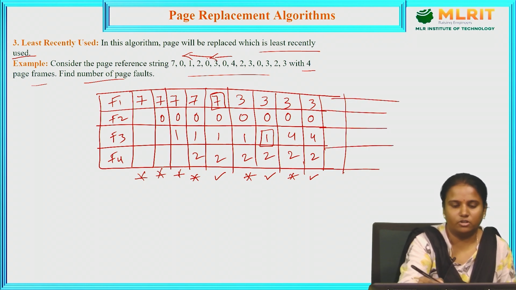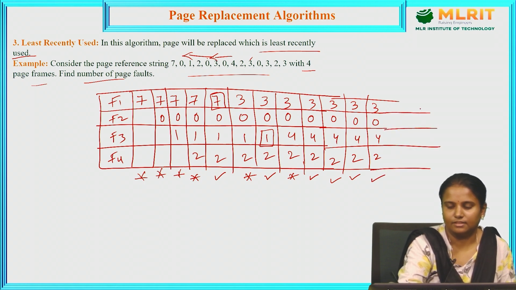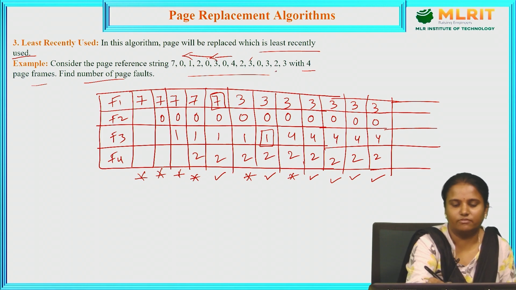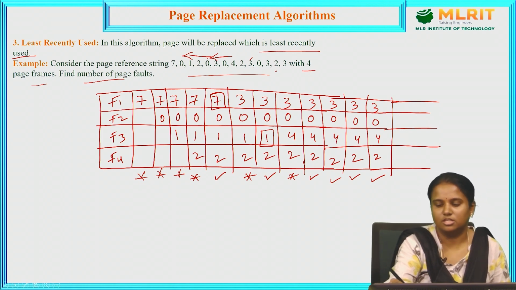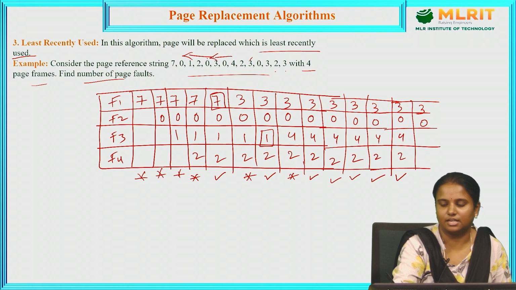Next after 2, 3 is arriving again. So 3 is present. 3, 0, 4, 2. It is also a hit. So next again 0. 0 is present. 3, 0, 4, 2. It is also a hit. Next 3. Again 3 is present. It is also a hit. Next after 3 we are having 2. So 3, 0, 4, 2. It is also a hit. Again next 3 is there last. So it is also present. 3, 0, 4, 2. So it is also a hit.